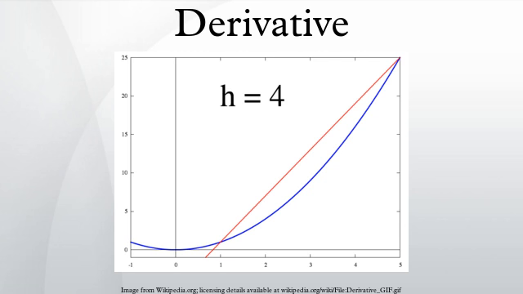Total derivative, total differential and Jacobian matrix. When f is a function from an open subset of Rn to Rm, then the directional derivative of f in a chosen direction is the best linear approximation to f at that point and in that direction. But when n is greater than 1, no single directional derivative can give a complete picture of the behavior of f. The total derivative, also called the differential, gives a complete picture by considering all directions at once.